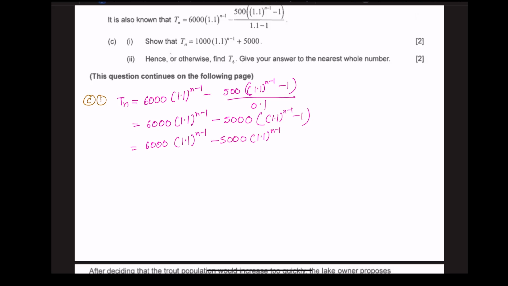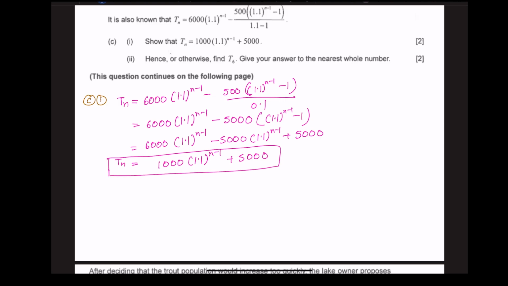1.1 to the power of n minus 1, minus is plus, so plus 5,000. 6,000 minus 5,000 is 1,000. So 1,000 times 1.1 to the power n minus 1 plus 5,000. This would be your Tn, and this is what we have to prove. It exactly matches with this expression.